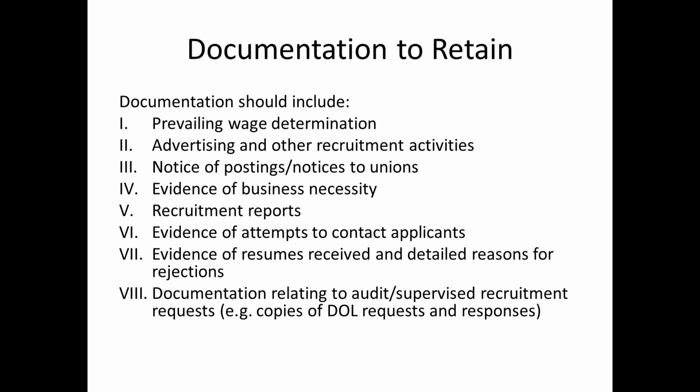Okay, so over here you'll see the list of the documents to retain. I don't want to go into it in too much detail, but it's a prevailing wage determination that needs to be obtained from DOL, all the advertising and recruitment activities, tear sheets, etc. Notice of postings, notice to unions. This is generally required in a PERM application. Evidence of business necessity if some of the requirements may be abnormal to what the Department of Labor considers normal to the position. So some sort of explanation or proof backing that up.